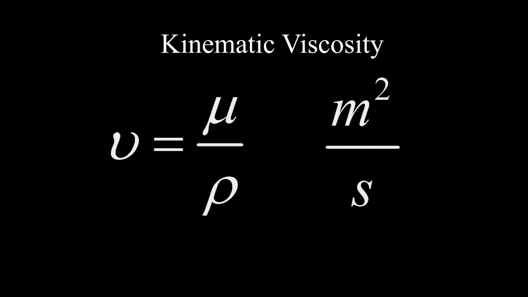Now that we know what dynamic viscosity is, let us define kinematic viscosity. Kinematic viscosity is the ratio of dynamic viscosity to density, with SI units of meters squared per second. Here, nu is kinematic viscosity. Kinematic viscosity is useful since this ratio appears frequently in equations.